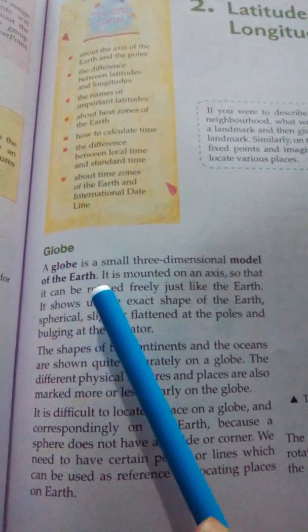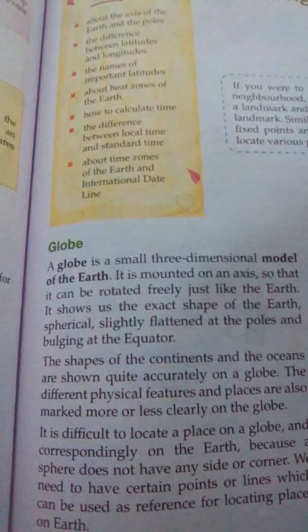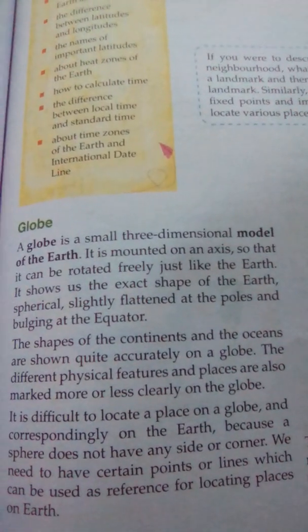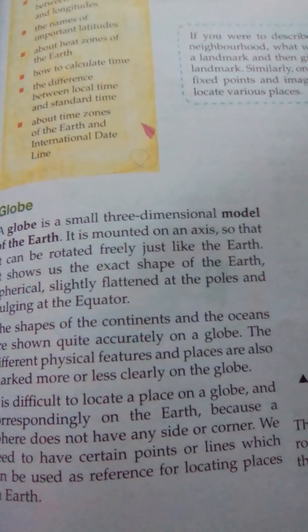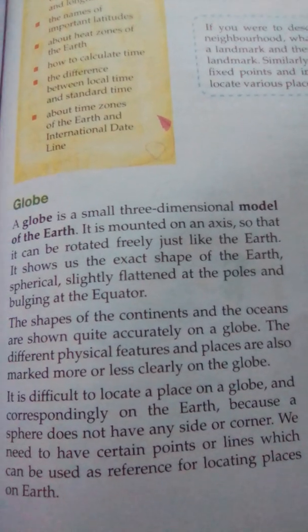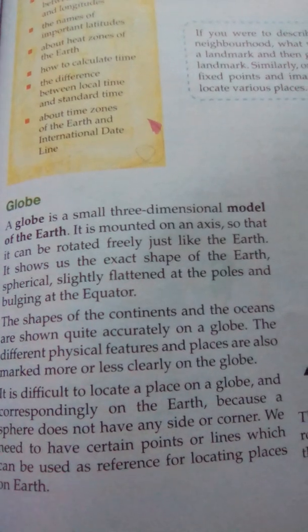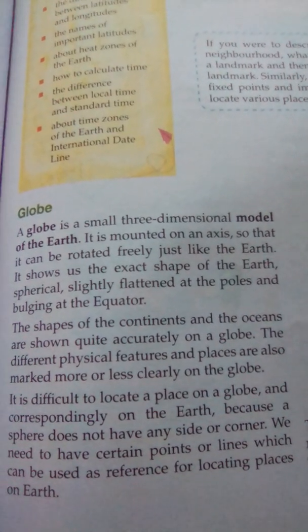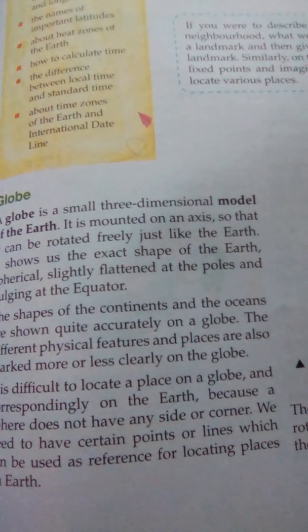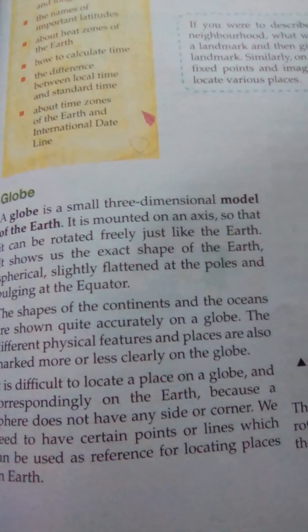First of all, we will see what is a globe. A globe is a small three-dimensional model of the earth. It is mounted on an axis so that it can be rotated freely, just like the earth. It shows us the exact shape of the earth: spherical, slightly flattened at the poles and bulging at the equator.